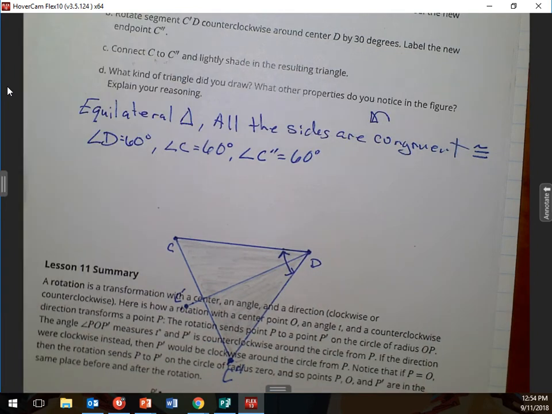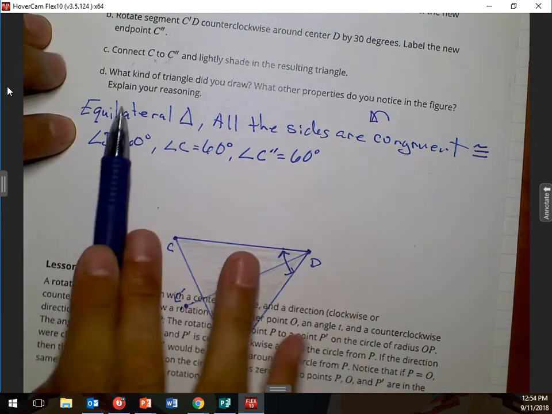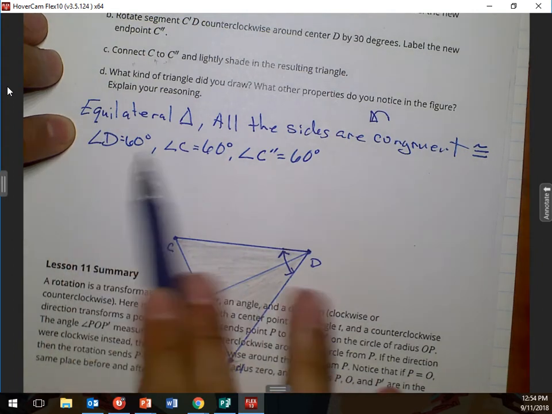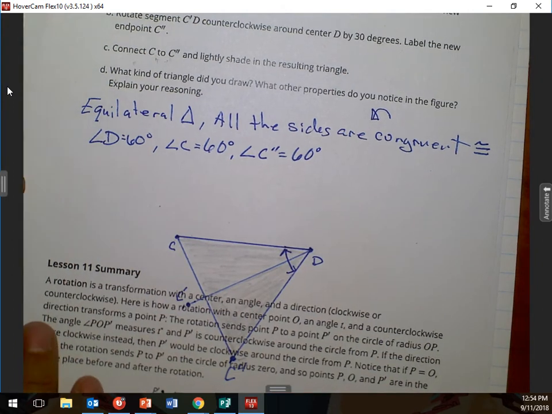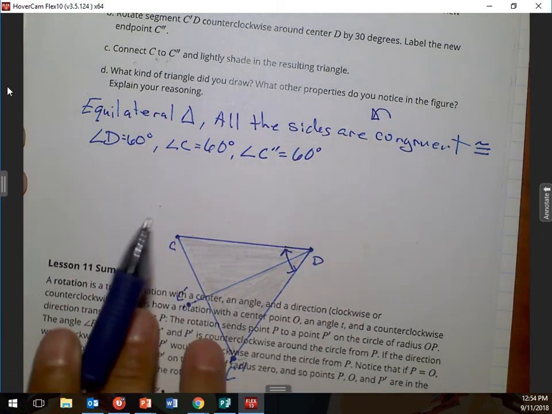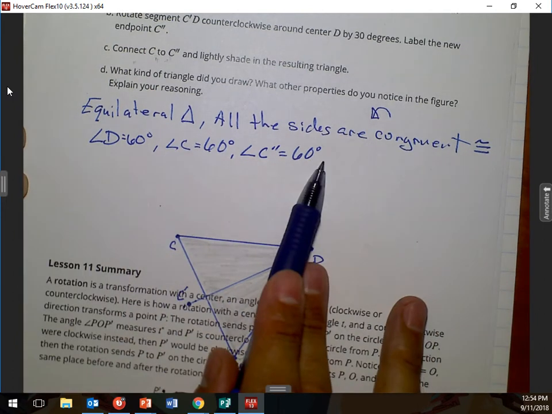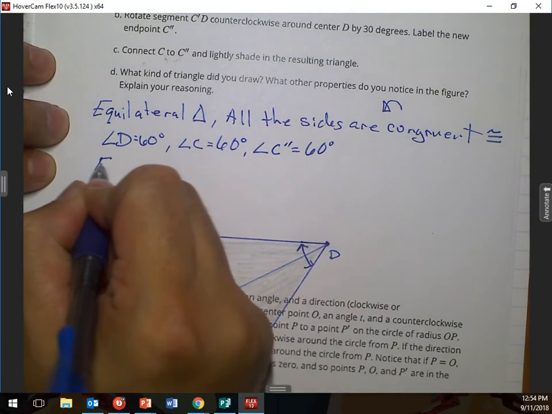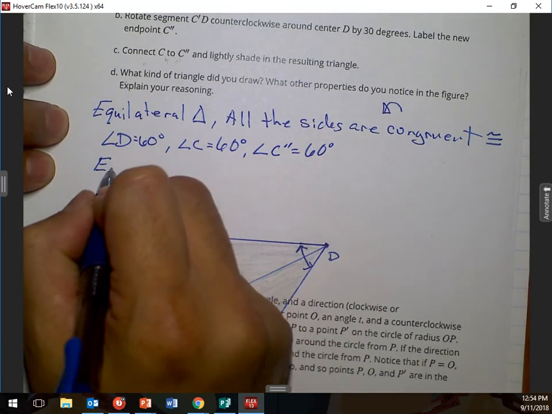Now, listen. This is a property of an equilateral triangle. In all equilateral triangles, the angles are going to be 60 degrees. Always. There is another word for it when all the angles are the same. That's a special word: equiangular.